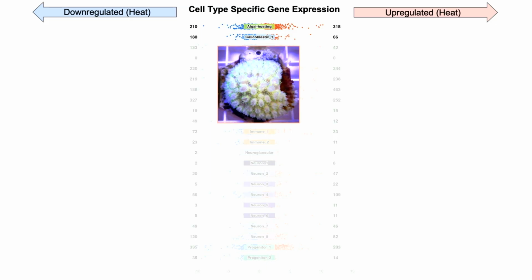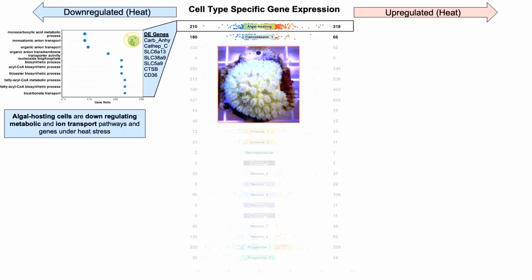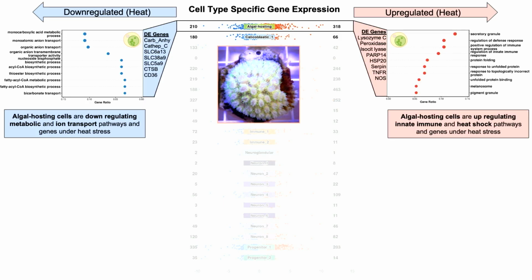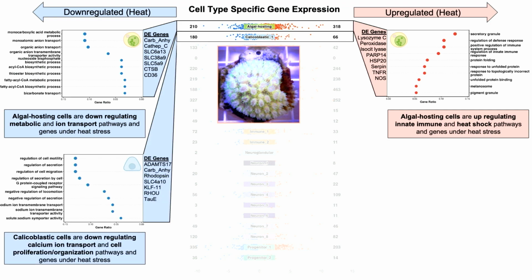But if we dive into just 2 specific cell types, like the algal hosting and calcoblastic, we see that the algal hosting cells are downregulating a lot of metabolic processes and ion transport, and upregulating a lot of innate immune processes and heat shock pathways as well. So it's worthy to note that these genes and pathways are really well described at a bulk transcriptomic level, so it's really nice to see that we can pinpoint which cells are actually expressing these genes and pathways.